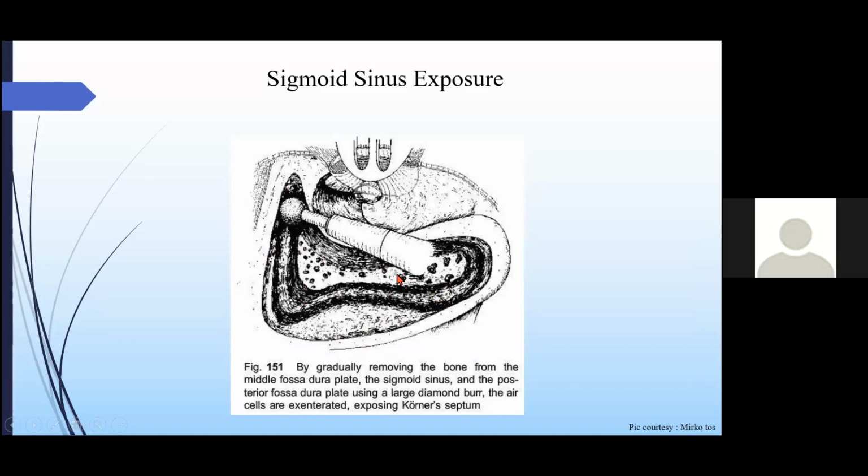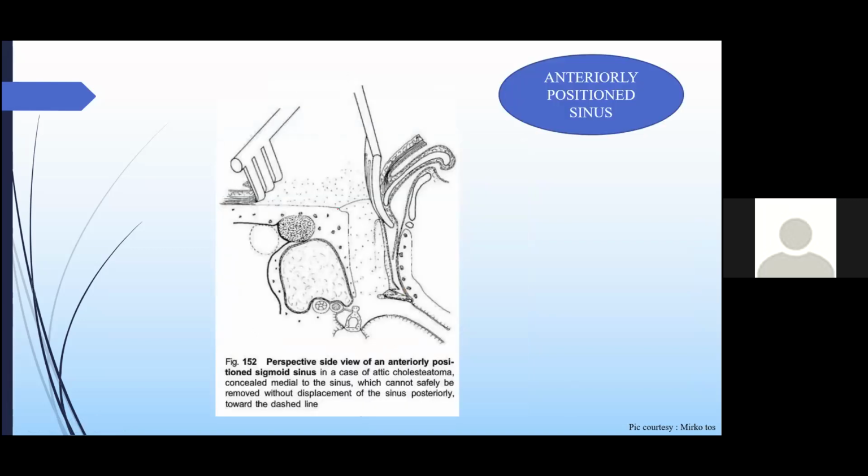But if the disease is not significant, meaning not handled in a way to remove it, we have to expose the sigmoid sinus. Like if the sigmoid sinus is very anteriorly placed and we are not able to remove the attic cholesteatoma which is lying beneath it on the medial aspect, then we have to expose the sigmoid sinus because we cannot achieve the clearance from this part in an angulated way.